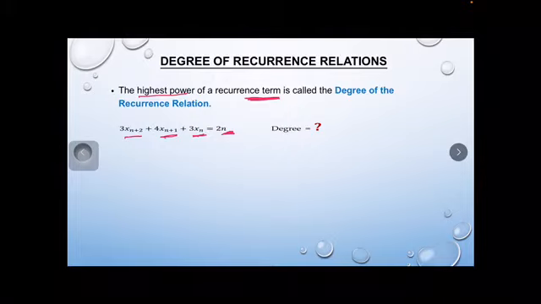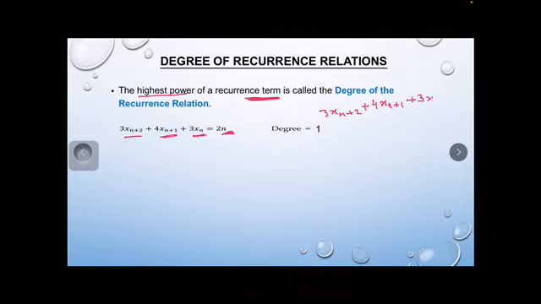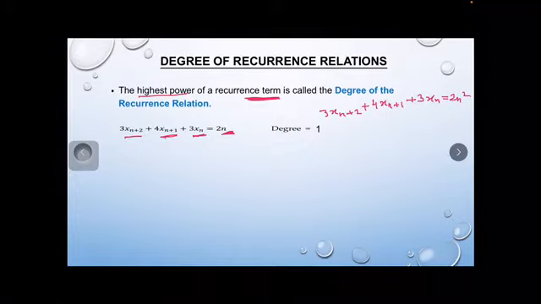So what's the power here? Here the power is 1, so the degree of this is 1. Clear? Now suppose our recurrence relation is 3x_{n+2} + 4x_{n+1} + 3x_n, and I say that this is equal to 2n². So what will be the degree here?